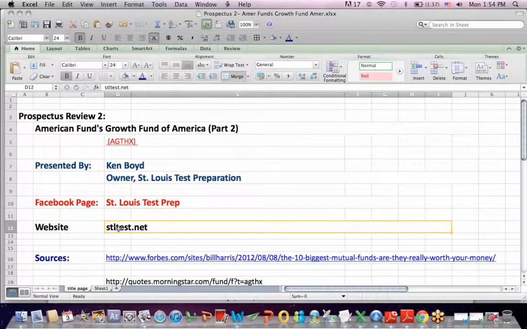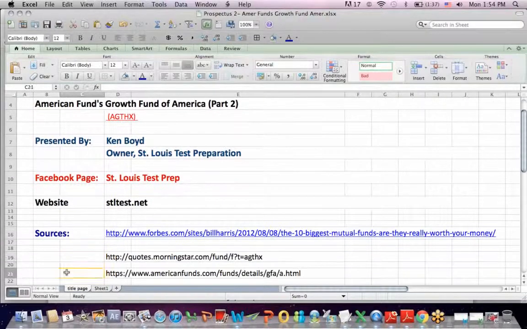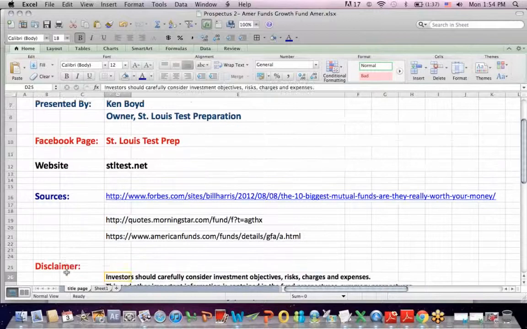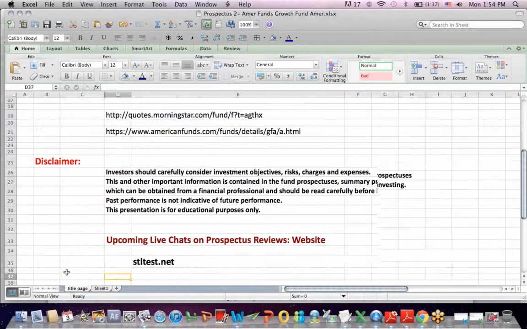I have a couple of sources on the screen. One of them is a link to Morningstar, which I talked about on the first video. So you'll see down here where it says quotes Morningstar. And then this link that I have highlighted is a link to the actual American Funds prospectus information.